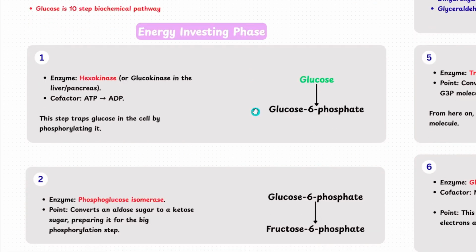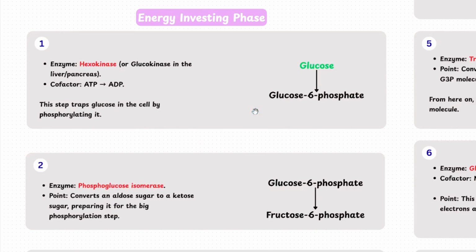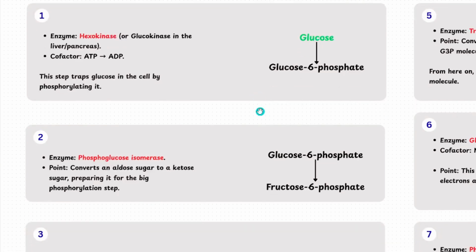The first reaction is a reaction where we are trapping glucose. We are trying to trap glucose within the cell. Now, the enzyme that does this is known as hexokinase, where it takes a phosphate molecule from ATP, which is the cofactor, and adds it onto glucose to form glucose 6-phosphate. Now, glucose cannot leave the cell, preparing it for the next phosphorylation phase.